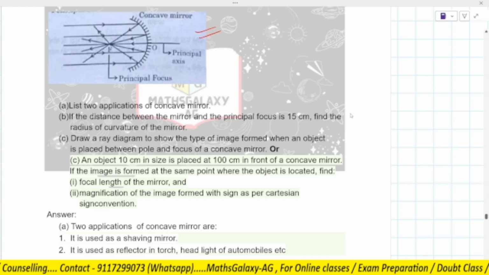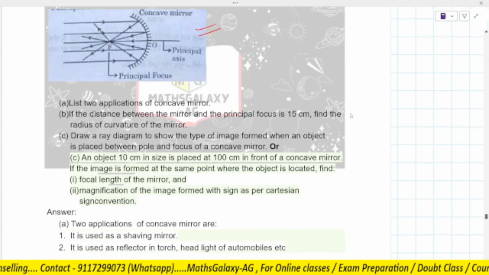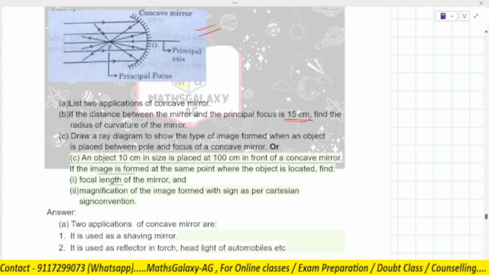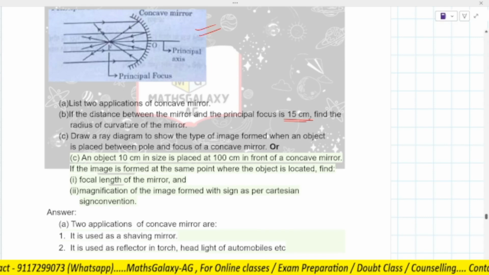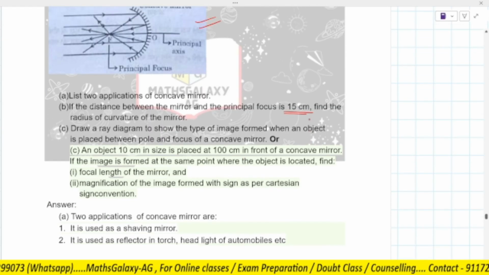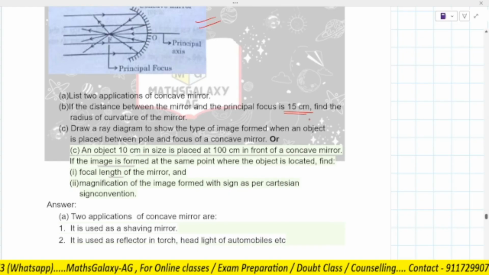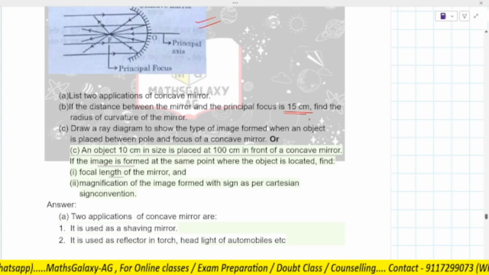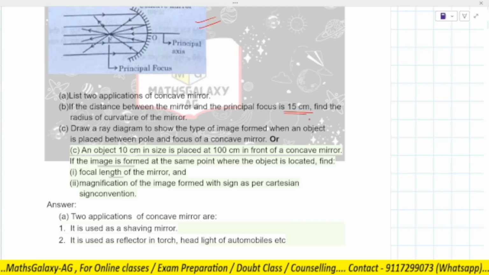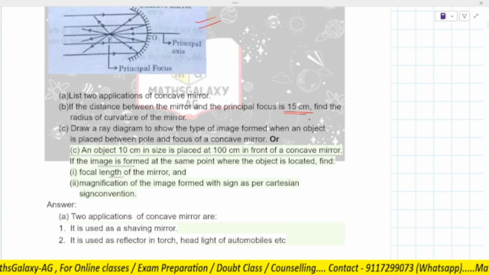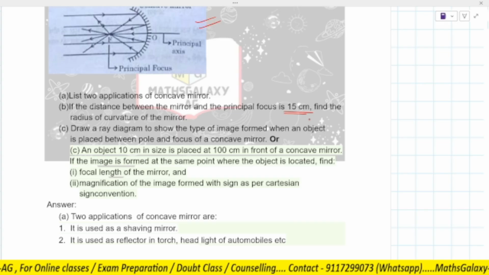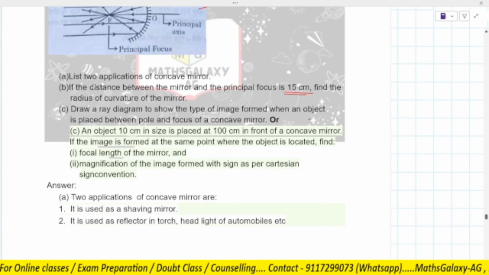So now after that, if the distance between the mirror and the principal focus is 15 centimeter, find the radius of the curvature of the mirror. Can you find it now? The distance between the mirror and the principal focus is F, which is 15. The radius of curvature is 2F. It's simple, you have to just double it. So it will be 30. Very simple.